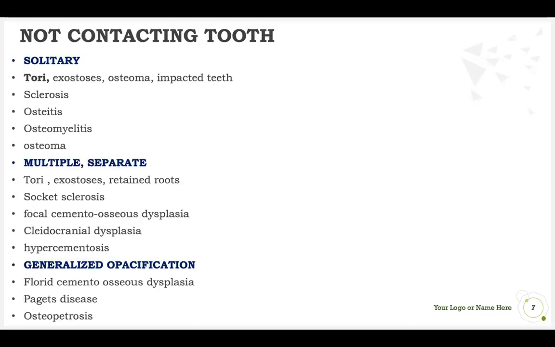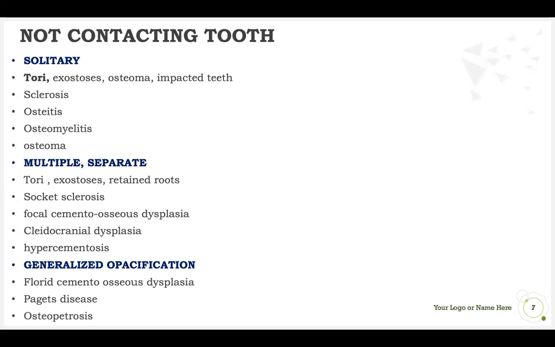Now the radiopacities not contacting the tooth are divided into three: mainly solitary, multiple and separate, and generalized opacification. In the solitary group: the tori, exostosis, osteoma, impacted teeth, sclerosis, osteitis, and osteomyelitis. All these are solitary, not contacting the tooth kind of radiopacities.